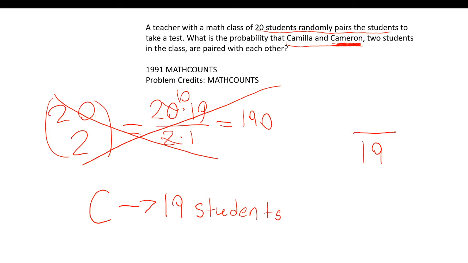And then, how many of these are successful? We want Camila and Cameron to be paired with each other. Cameron can be paired with 19 other people, including Camila. So there's one successful outcome, and that's the one where Cameron is paired with Camila. So now we have our probability as 1 over 19.